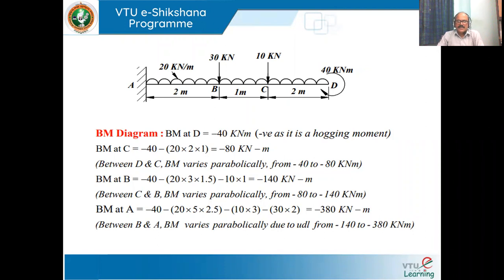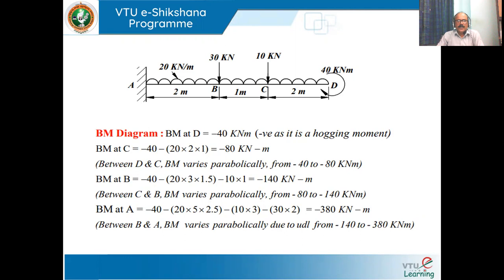Then again, at point C, we have to consider that couple as well as the UDL between C and D. That UDL also causes a clockwise moment, so minus 40 because of the couple, minus the UDL. The UDL is 20 kilonewton per meter, so for 2 meters it is 20 into 2, which should be converted into a point load acting at the center, therefore into 1. Therefore, minus 40 minus 20 into 2 into 1. So that is minus 80 kilonewton meter at point C.